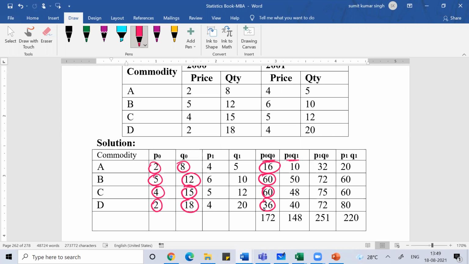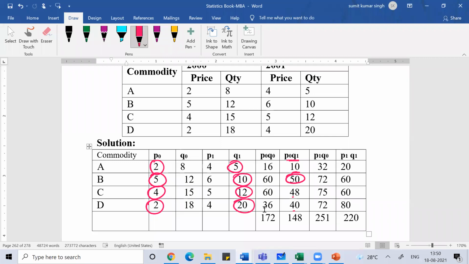Then you can find P naught Q1. How will you find P naught Q1? 2 into 5, 10; 5 into 10, 50; then 4 into 12, 48; then 2 into 20, 40. Clear everyone? P naught Q1. That part clear?